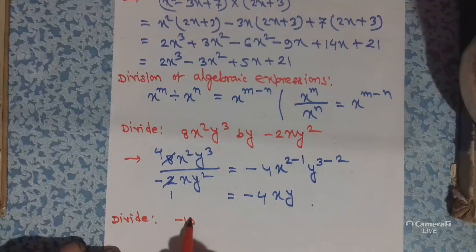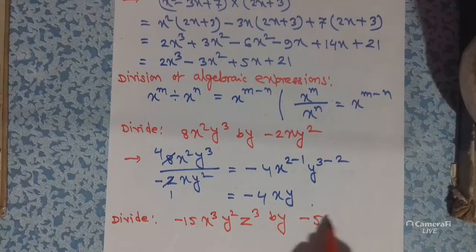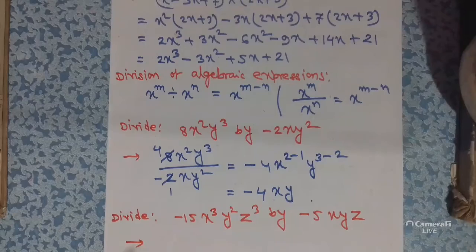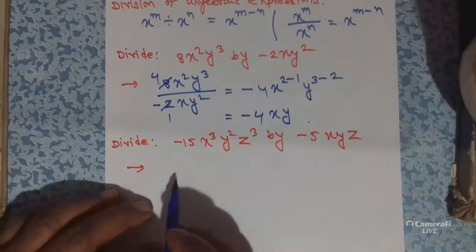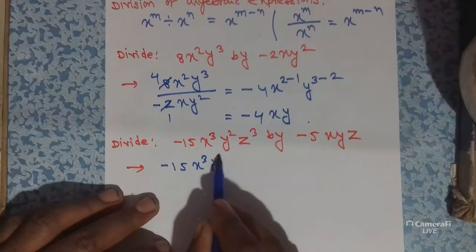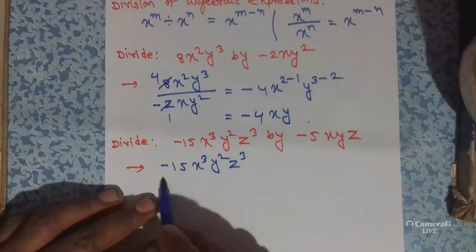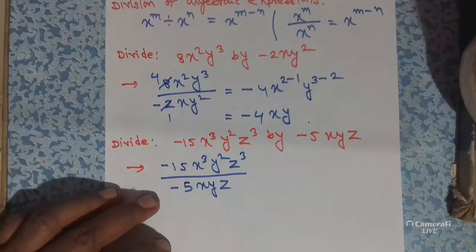Divide minus 15 x cube y square z cube by minus 5 xy z. Now after this we must write that minus 15 x cube y square z cube by minus 5 xy z.